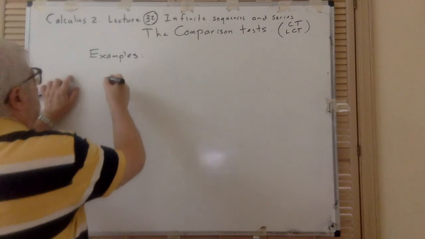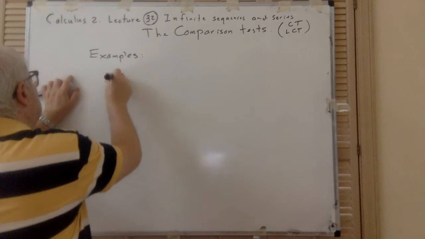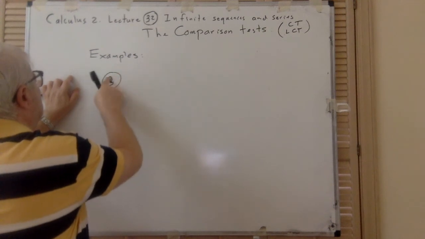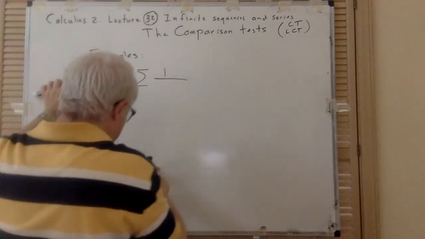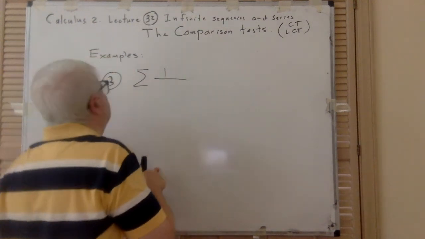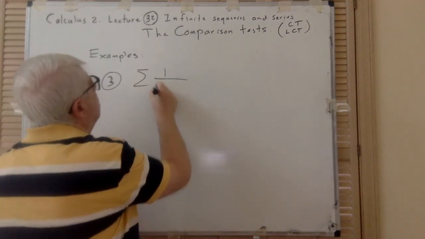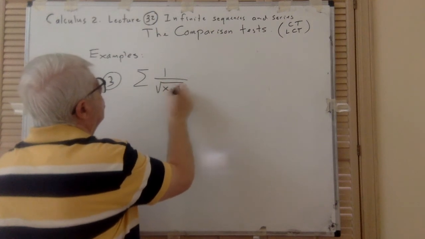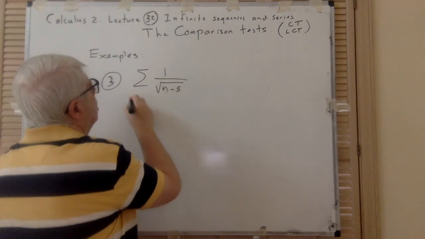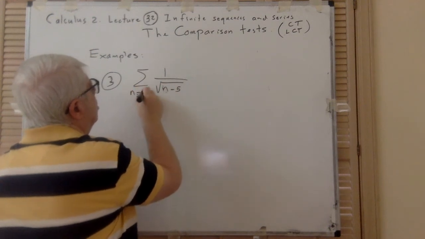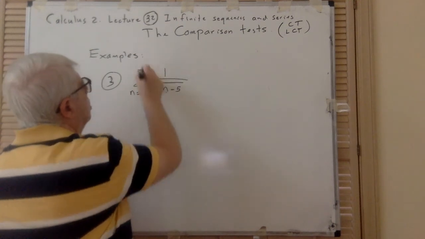Well, the other one can be this, so let's say, well, that was 3, what are the other ones? So 3, let's say sigma 1 over, but you might say this can be done using x minus 5, say, n minus 5. And let's say n should be bigger than 5, so n starts at 6.